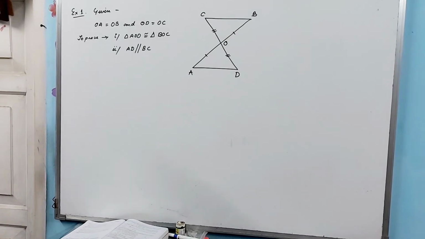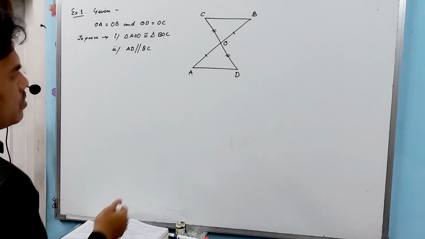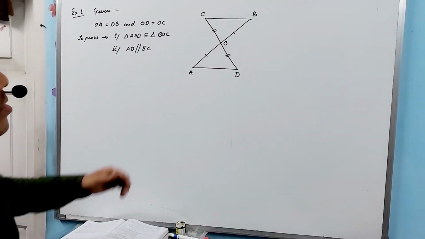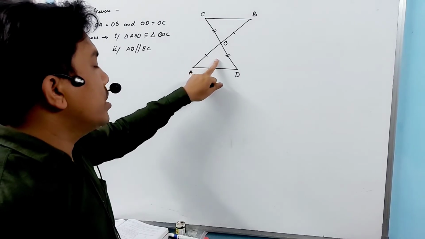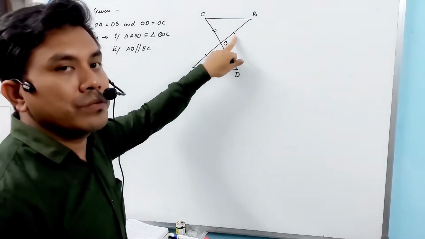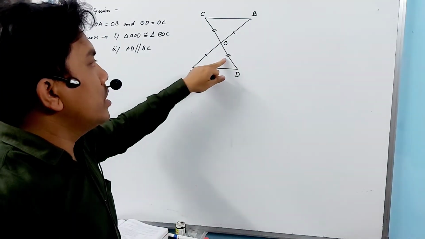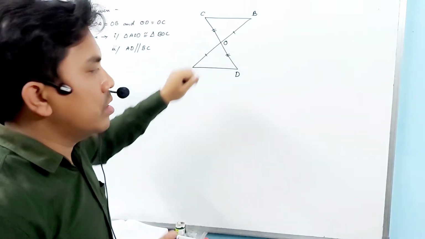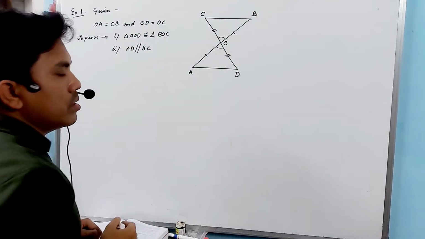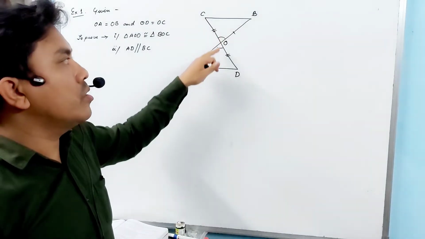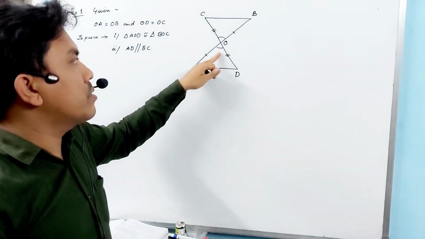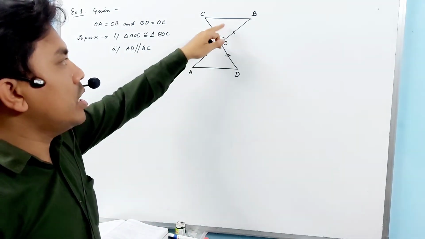Okay. Now, we can easily prove that these two triangles are congruent. Why? Because in triangle AOD, AO is equal to OB. Okay. OD is equal to OC. It is already given. Okay. Now, can we say that these two angles are equal? Yes. These two angles are vertically opposite angles and they are always equal. So, angle AOD is equal to angle BOC from the other triangle.